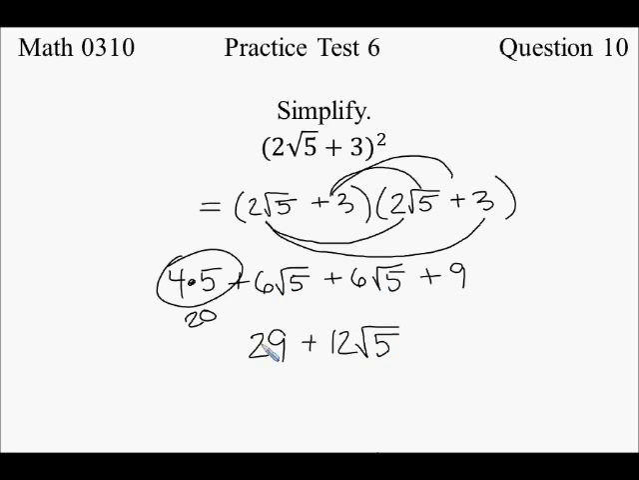And so these are not like terms because one has a radical, one does not. 29 plus 12 square root 5. And that is answer choice B.